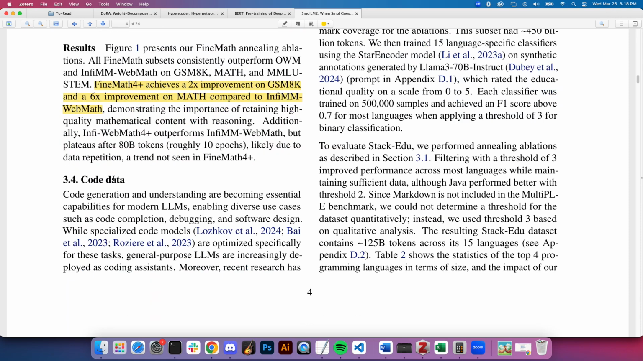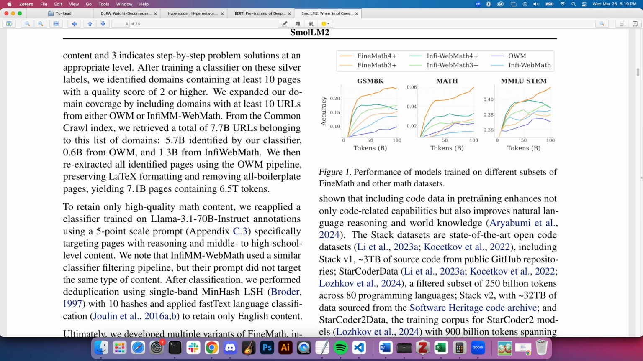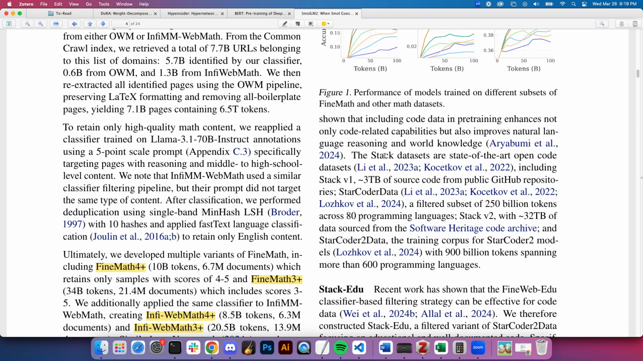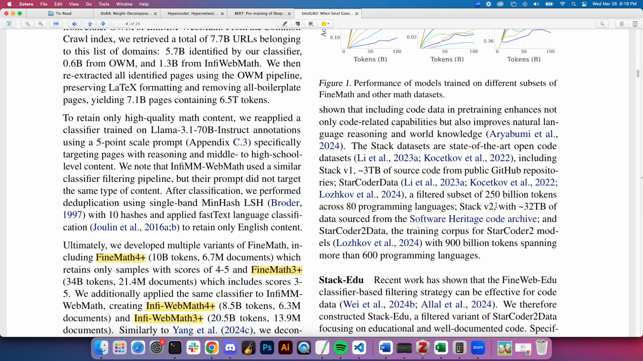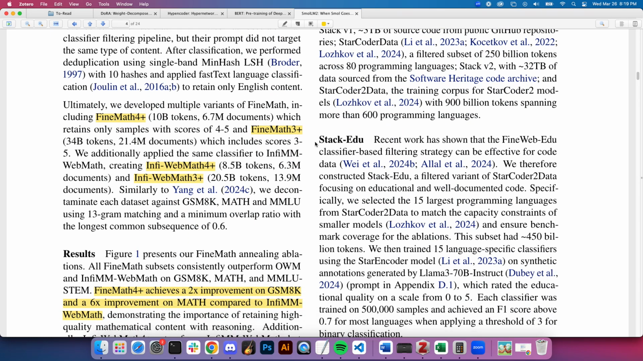So that's math data. We move on to code data, which enables diverse use cases such as completion, debugging, and software design. General purpose LLMs are increasingly deployed as coding assistants. And recent research shows that including code data enhances general natural language reasoning and world knowledge. They start with the Stack datasets: Stack v1, StarCoder data, Stack v2, StarCoder2 data, and it looks like this is the one they created.